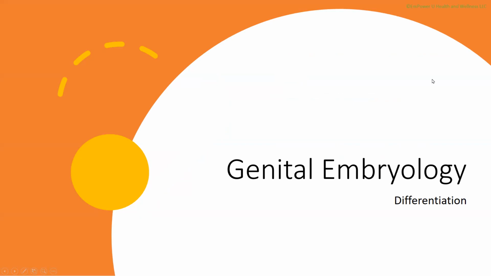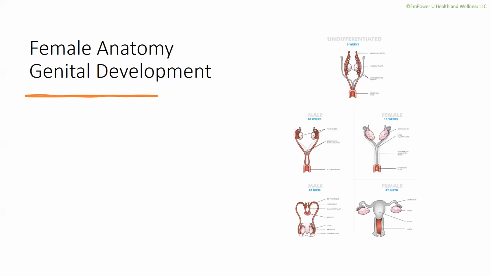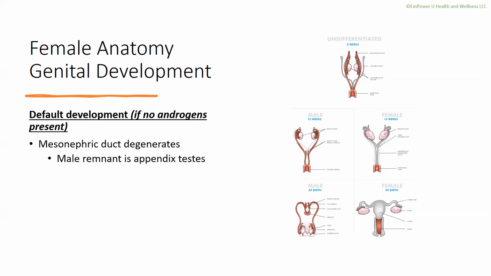just to talk about these differentiation patterns. And I'll show you where the other embryology organogenesis lecture is if you want to find it and look at it yourself. So female anatomy, genital development. This is the default development if there are no androgens present in the system. So if no androgen is influencing, this is the pattern that the fetus will develop into.